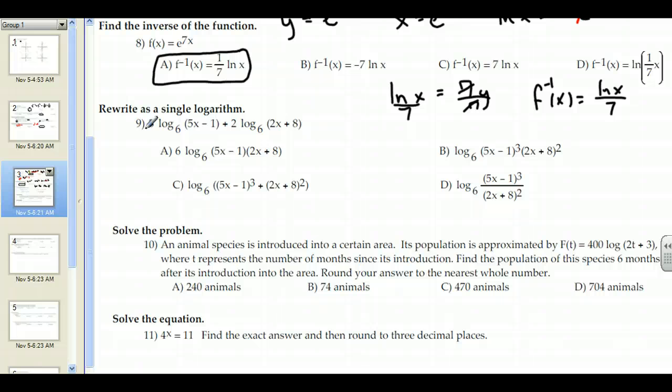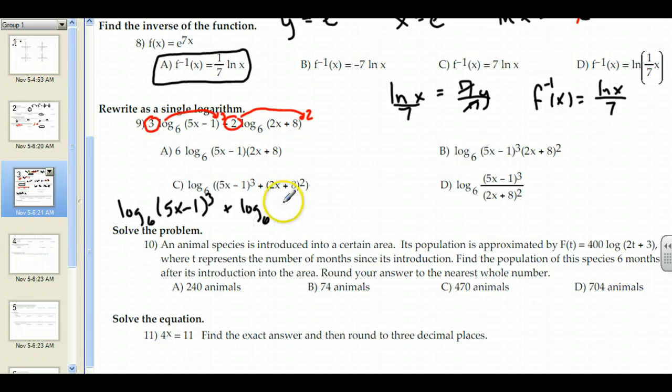9. Rewrite as a single logarithm. Combine this down. So the first thing we're going to do is the power rule, meaning we're going to take these numbers out front and put them on the parentheses. So that 3 is going to come up here, that 2 is going to come up here. And we have the log base 6 of 5x minus 1 cubed plus log base 6 of 2x plus 8 squared.